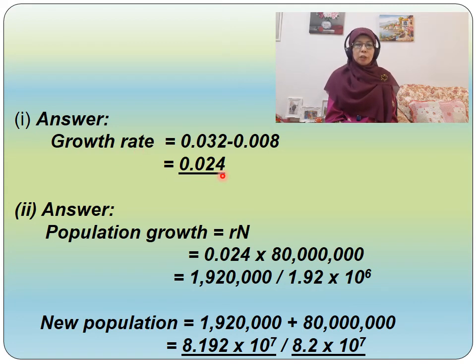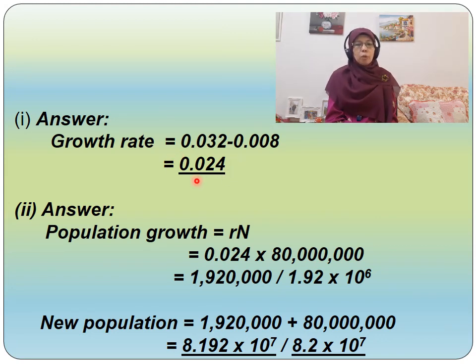For the first question, the growth rate, or R, equals B minus D, birth rate minus death rate, since there's no migration occurring. So the birth rate is 0.032, the death rate is 0.008. So the growth rate equals 0.024.